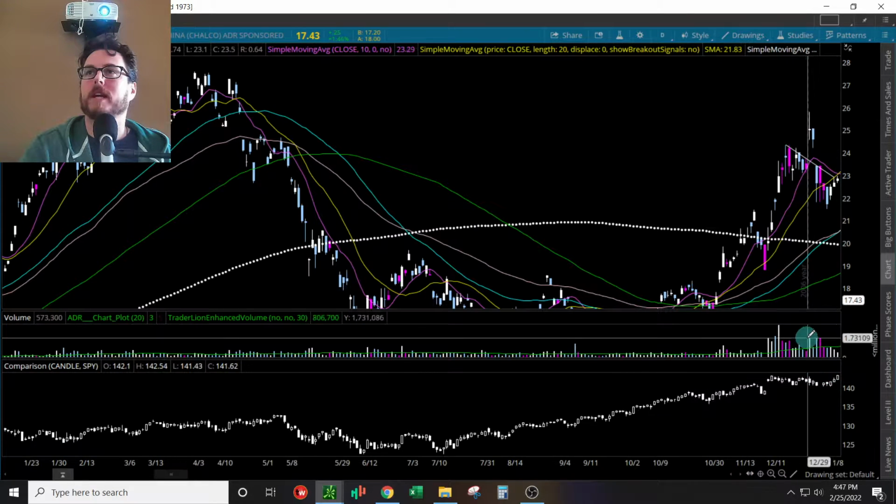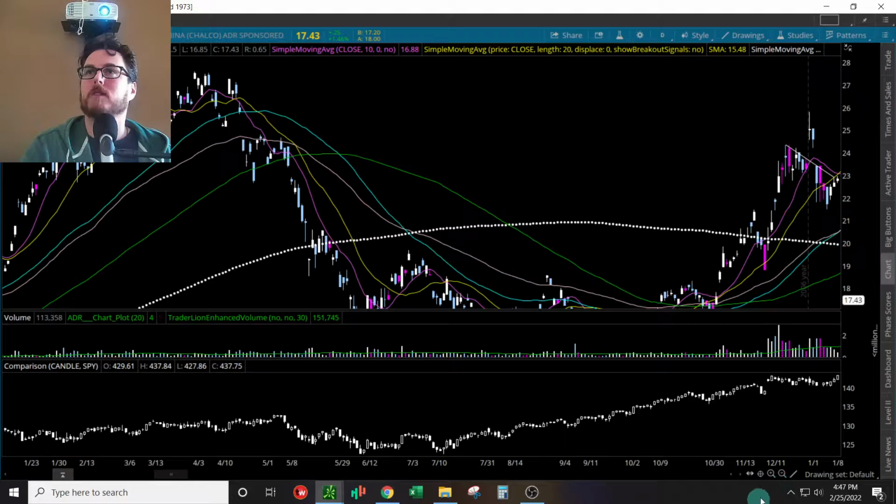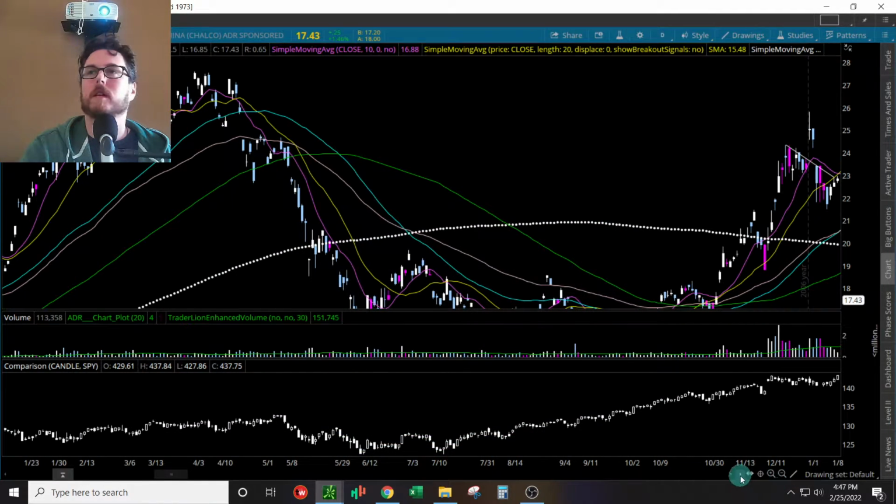Main market is breaking out to the upside. Volume is coming down as these little candles are getting smaller. So I like the look of this. We're still recording. All good. Okay.